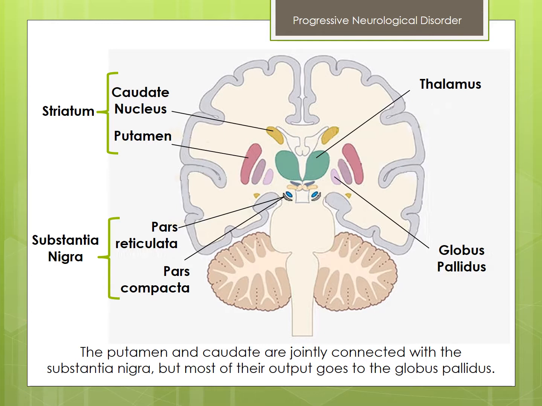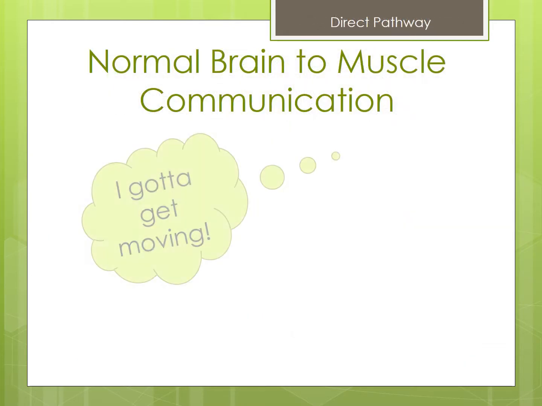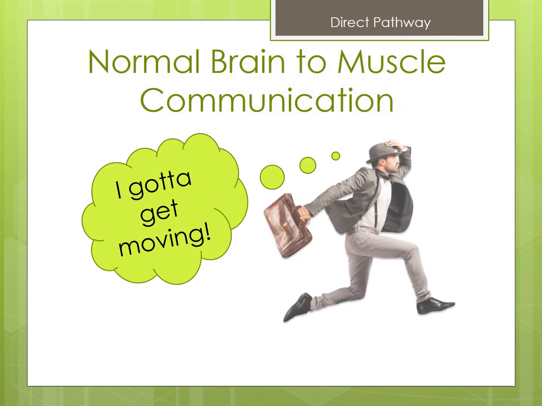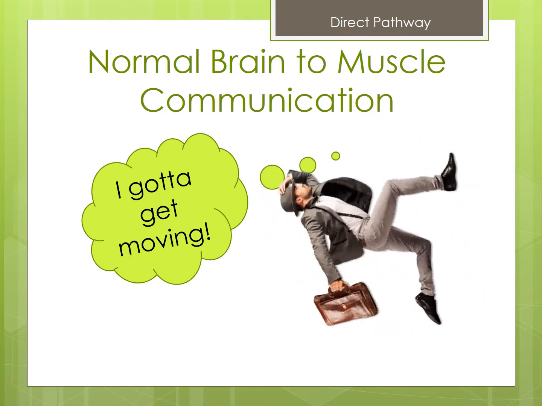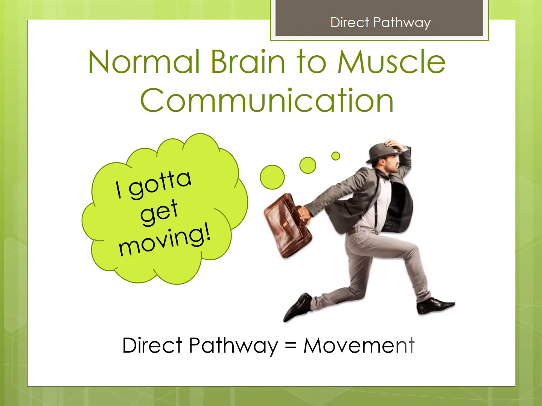The pars compacta sends messages to the striatum through neurons rich in the neurotransmitter dopamine, and it is the area that is affected in Parkinson's disease. So let's take a look at how all of this works. And to do so, we are going to start with the normal brain to muscle communication of the direct pathway.